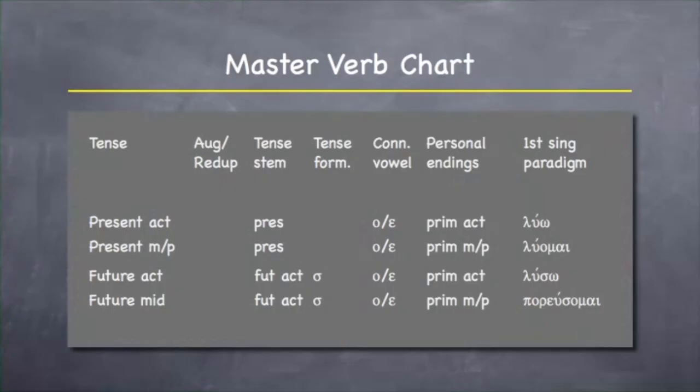How do you form the future active? Well, you start with the future active tense stem, tense formative sigma, connecting vowel, primary active personal endings, and you get luso. How do you form the future middle? Well, you start with the same future active tense stem, and you add a tense formative sigma, connecting vowels, and primary middle passive endings, and you get poreusomai.